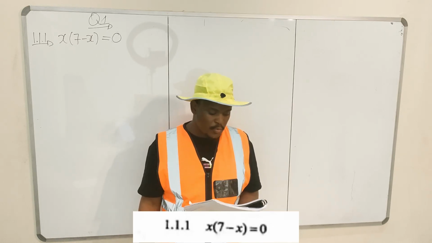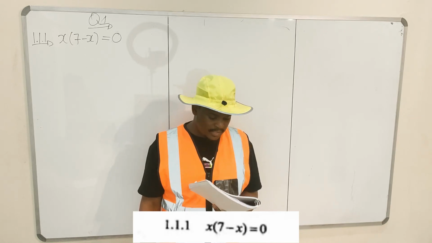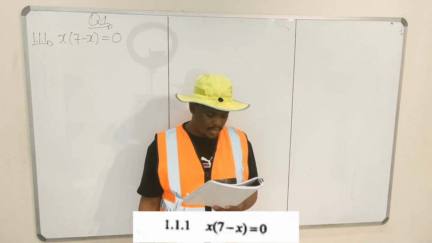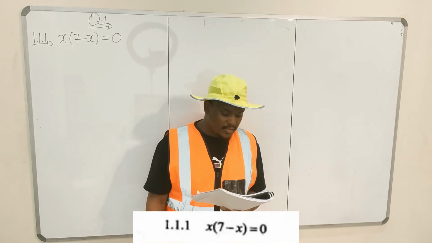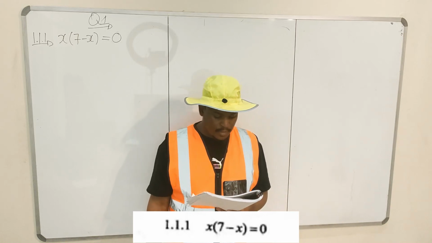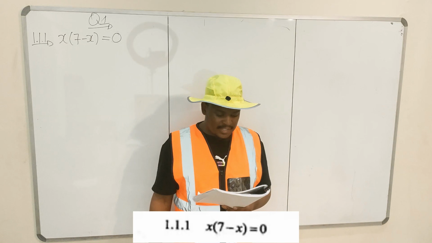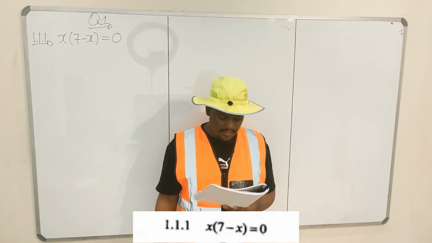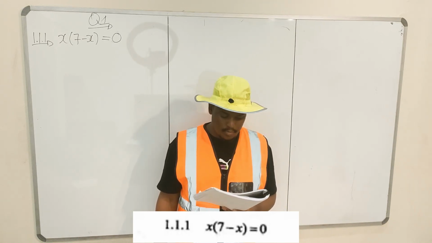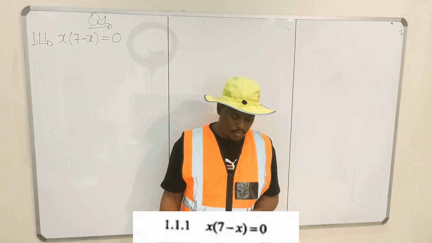1.1 reads as follows: solve for x. So you are given a series of equations to solve. I say quadratic, I say exponential. So let's start from 1.1.1. You are given this equation here. It reads as x times (7 minus x) is equal to 0. So you have x times a bracket of 7 minus x is equal to 0.